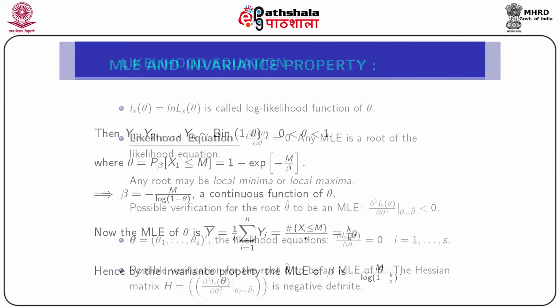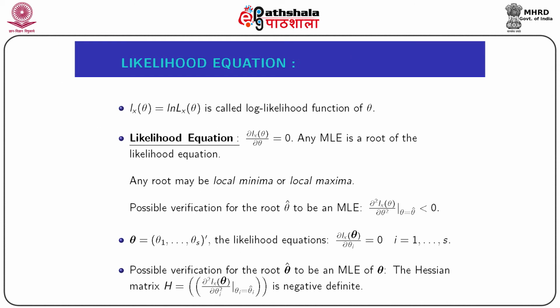k by n. Now we go to the formal definition of what is called the likelihood equation. Let L(x, theta) be the likelihood function of theta for fixed data x. Then small l(x, theta), which is equal to log of capital L(x, theta), is called the log likelihood function of theta. Suppose the first order derivative of capital L(theta) or small l(theta) exists. Then the equation del by del theta of l(x, theta) equal to 0 is called the likelihood equation.